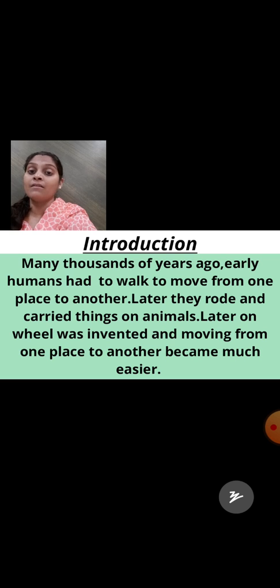Now see, in earlier times, early humans were not having vehicles. So they used animals to carry and to travel from one place to another. Later on, they introduced wheel and the traveling has become little bit easier for them. So they traveled from one place to another place easily.